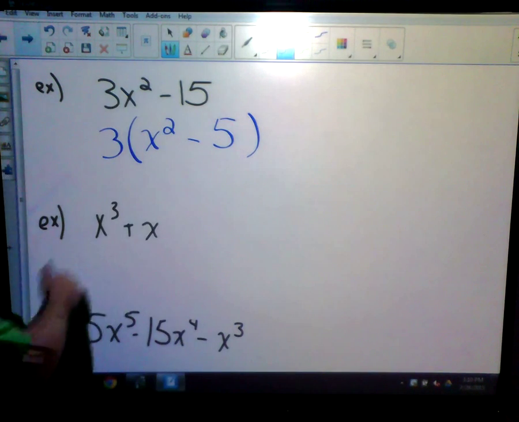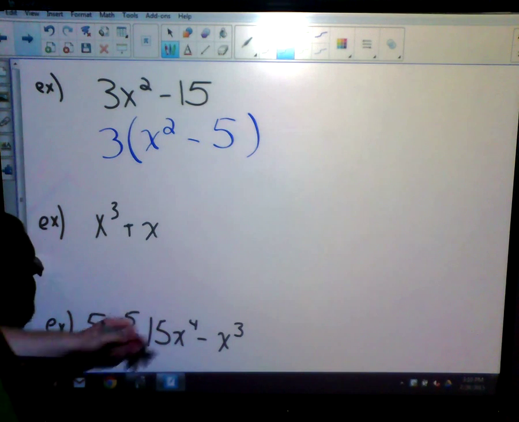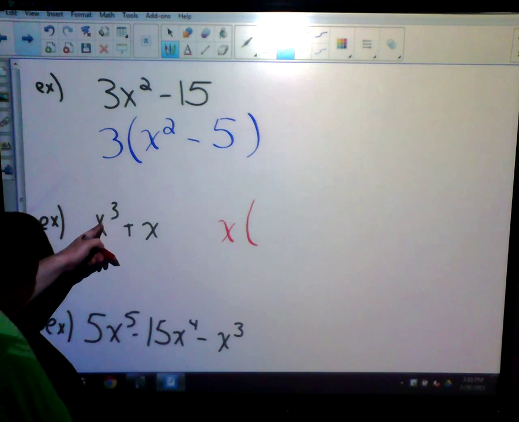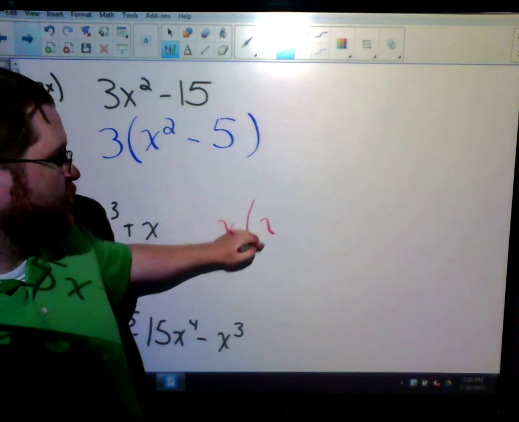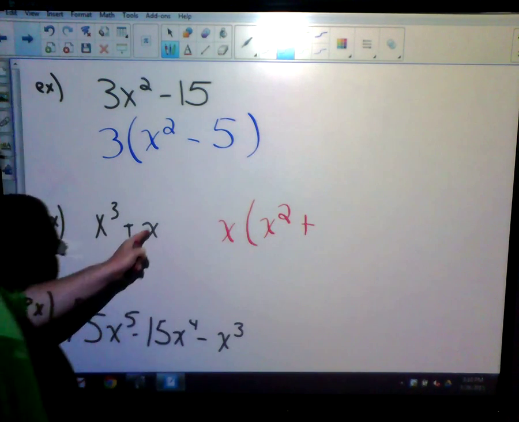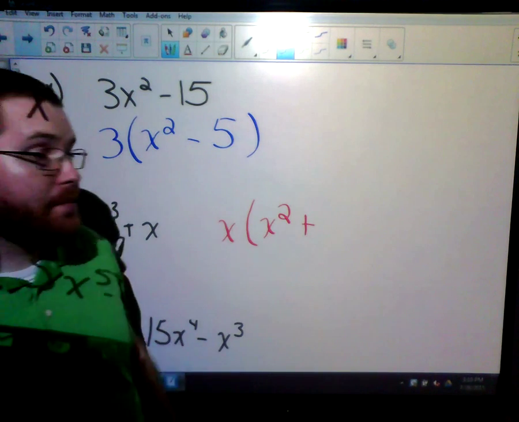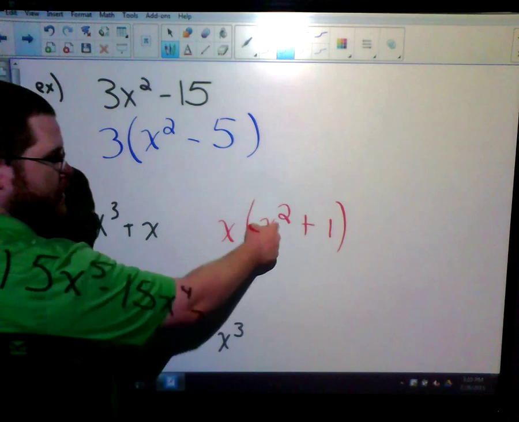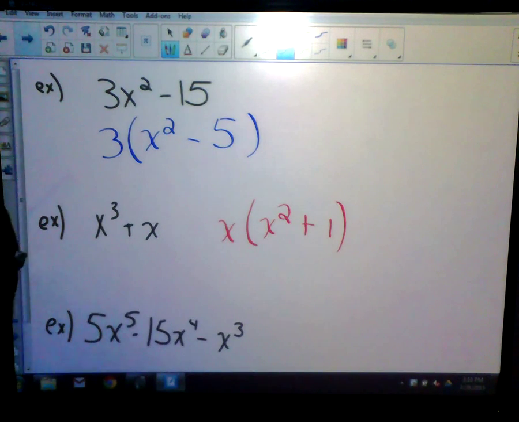How about this one? They don't have any numbers, but they both have at least one x. If I pull an x out, there was 3, there's 1 out, so there's 2 left. I pulled the 1x out, I have to put something there, I'll put a 1. Check and see if I distribute it back in, I get the same thing back.